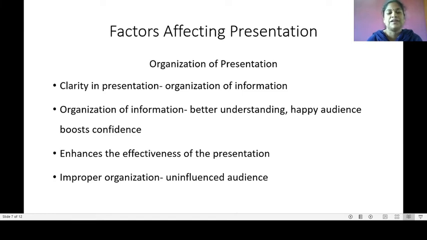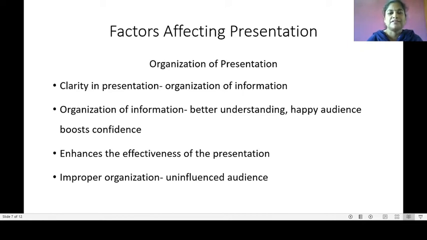Why do you have to organize the presentation? What will you gain out of it? Why is it more important? Organization of information leads to better understanding. The main purpose of a presentation is to make them understand, right? So if you do not organize the information you have, it might lead to misunderstanding, or people may not understand what you're trying to say.